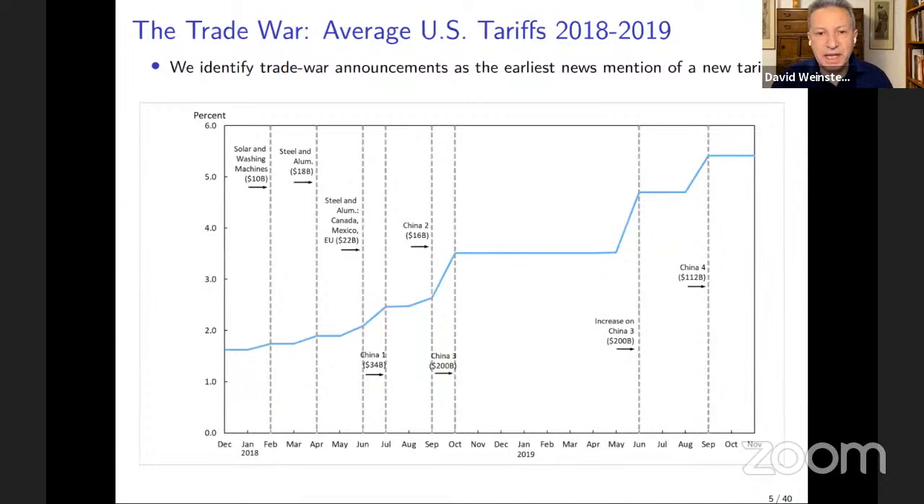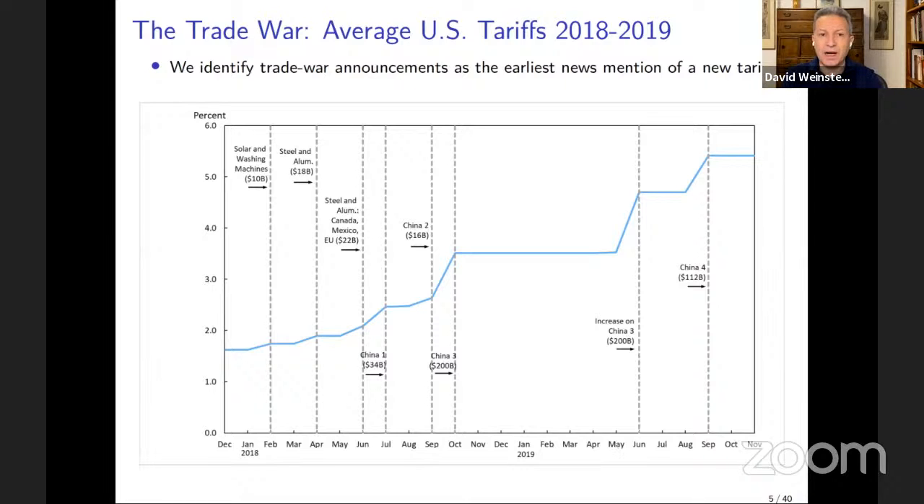So now let me just turn to the data and take you through how we're going to do this really briefly. This is a plot that shows you what happened to US average tariff rates over the course of the last 2 years. And you can see that there were 8 US tariff events that involved China. We're just focusing on events that deal with China.